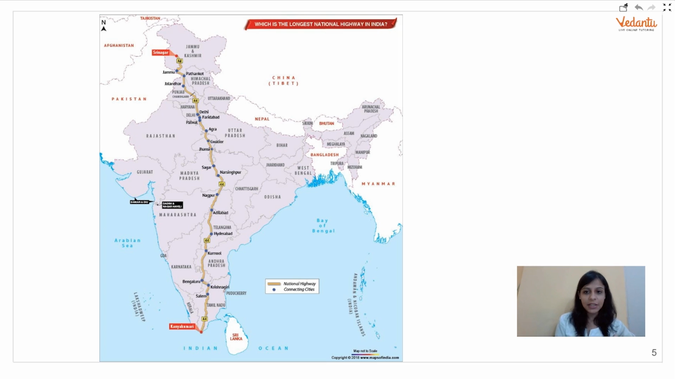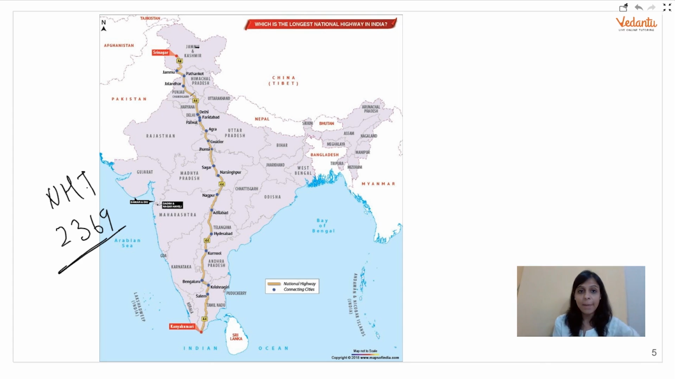Okay, now the one I talked about, that goes all the way from Srinagar to Kanyakumari, is National Highway 7. It is the longest highway, by the way. In your book, the length is given as 2369, but your book says it goes from Varanasi to Kanyakumari. Anyway, they've extended it. Earlier, it used to start from Varanasi and go up to Kanyakumari. Now they've extended it to Srinagar. So this is National Highway 7.